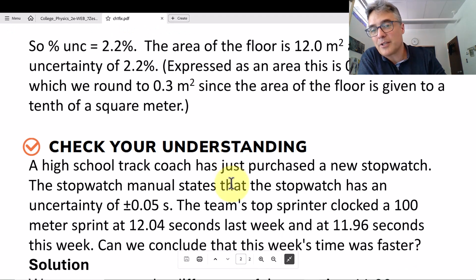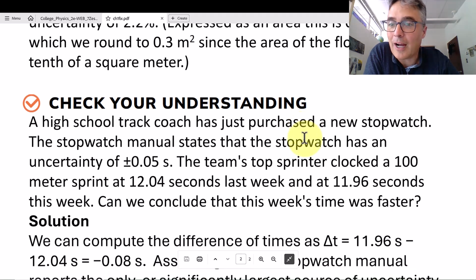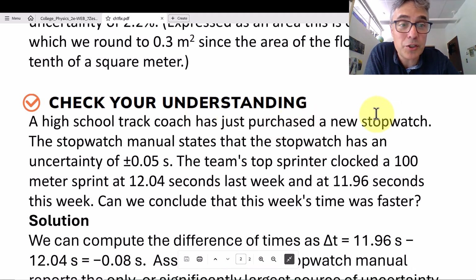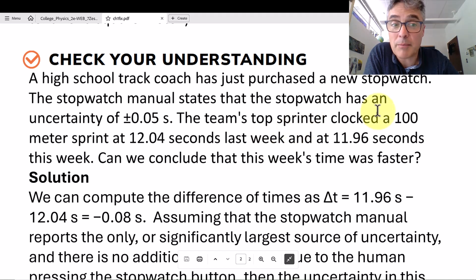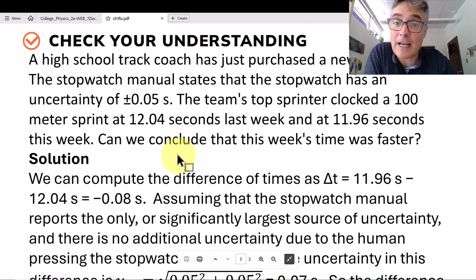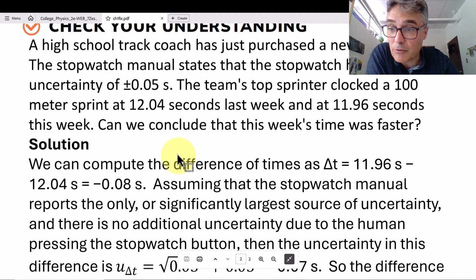So the book also gets the check your understanding question wrong. I'll just do it again. A high school track coach has just purchased a new stopwatch. The stopwatch manual states that the stopwatch has an uncertainty of plus or minus 0.05 seconds. So the team's top sprinter one week sprinted the 100 meter at 12.04 seconds. The next week, 11.96 seconds. Can we conclude that this week's time was faster? So the book kind of just waves its hands and says, no, that's even wrong.